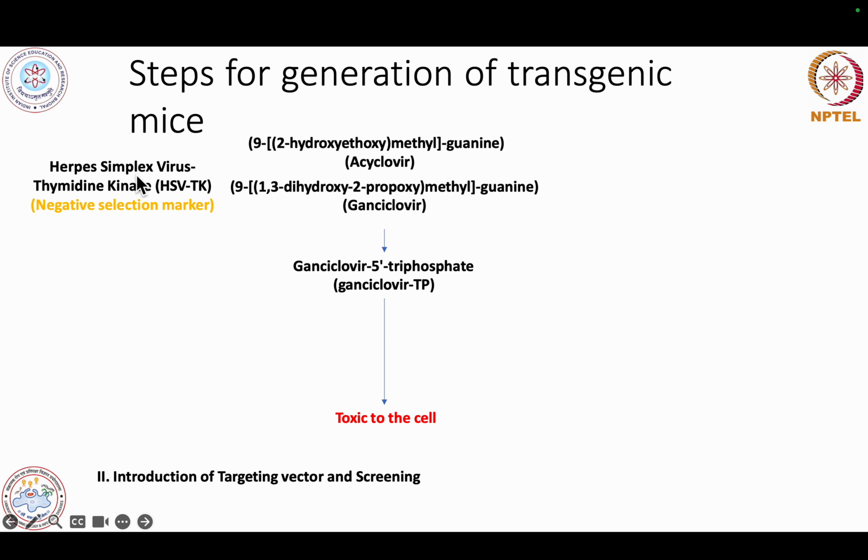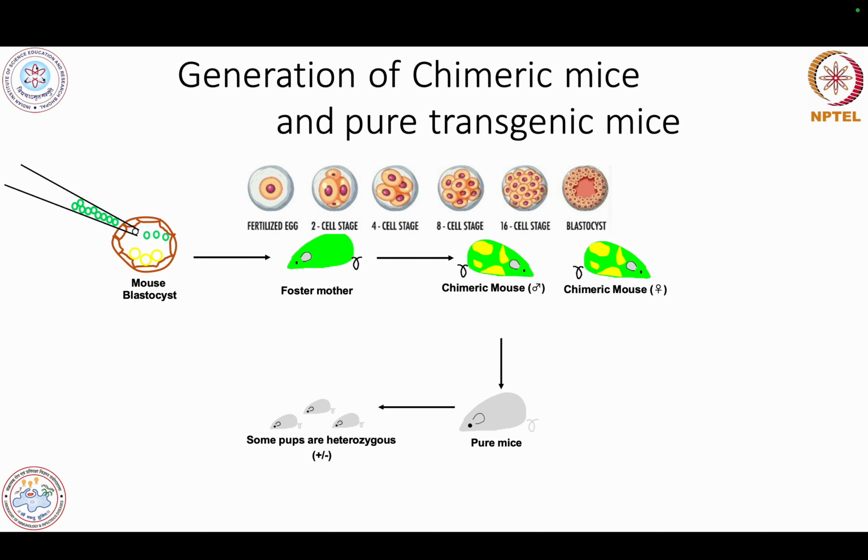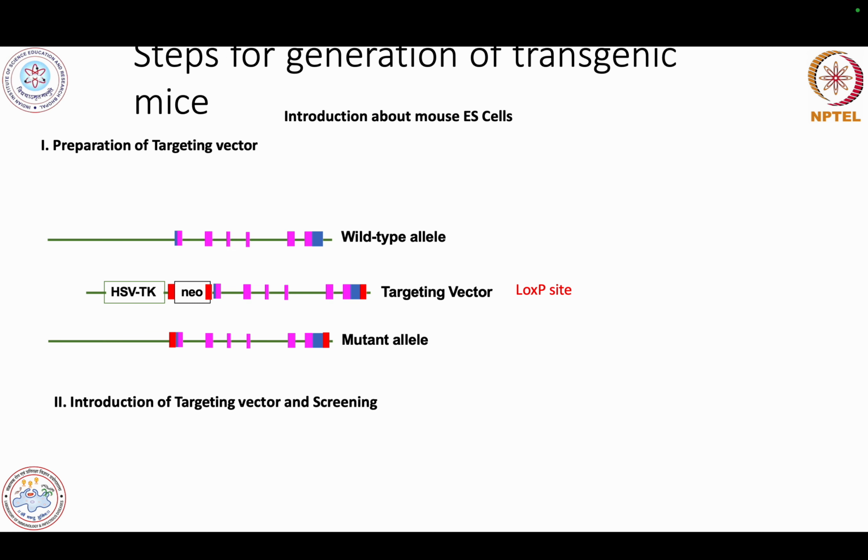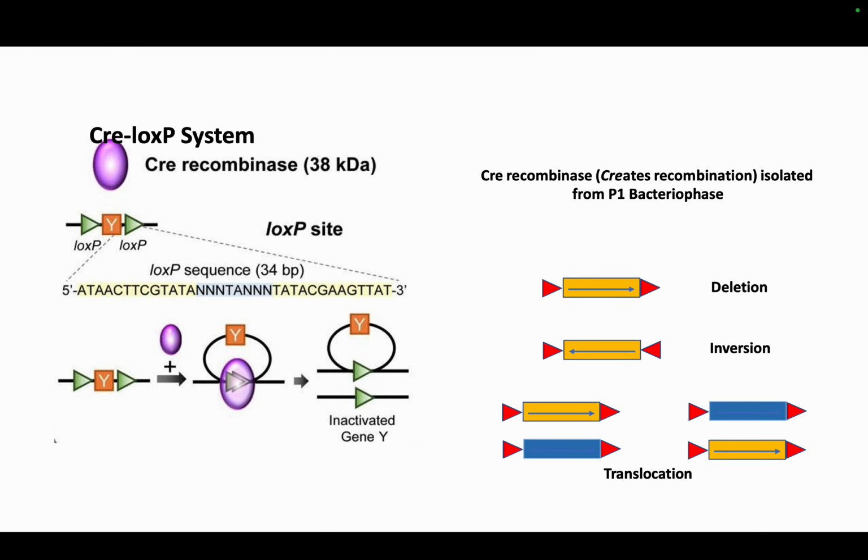So these are the steps of generation of transgenic mice. After that, you will do introduction of the targeting vector and screening, and you will generate chimeric mice and pure transgenic mice. So it is mouse, blastocyst, then foster mother, chimeric mouse, and then you get pure mice. Also you can apply the Cre-lox system to cut some genes, and do deletion and insertion. So this is the Cre-lox system.